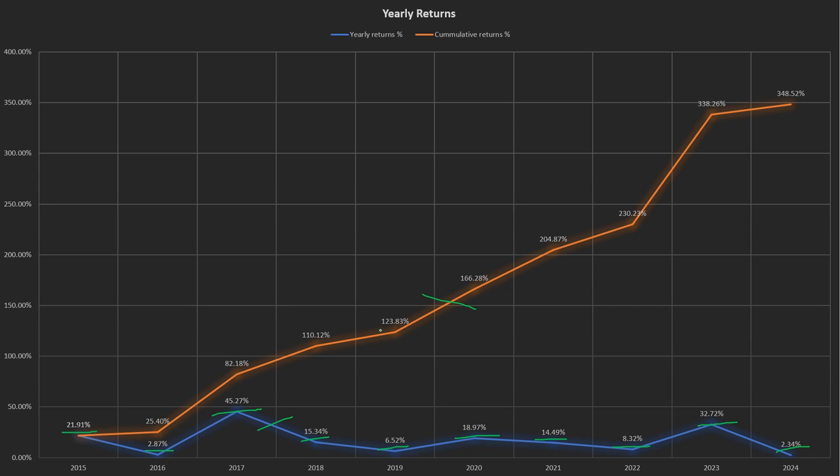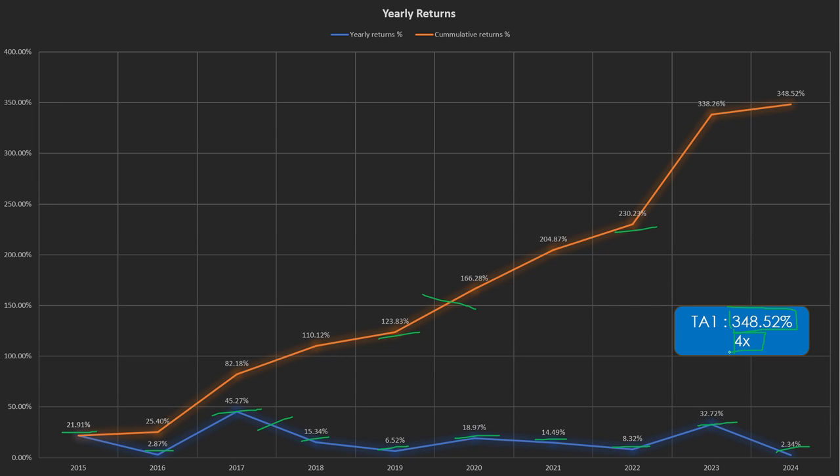So if you see, this orange line actually shows the cumulative percentage. So by 2019, the cumulative returns were 123.83, which increases to 230.23 in 2022, and so on. So what is the takeaway from this graph? So the takeaway from this graph is that the cumulative returns of this sector over the last 10 years is 348.52%, which means 4 times, 4x.